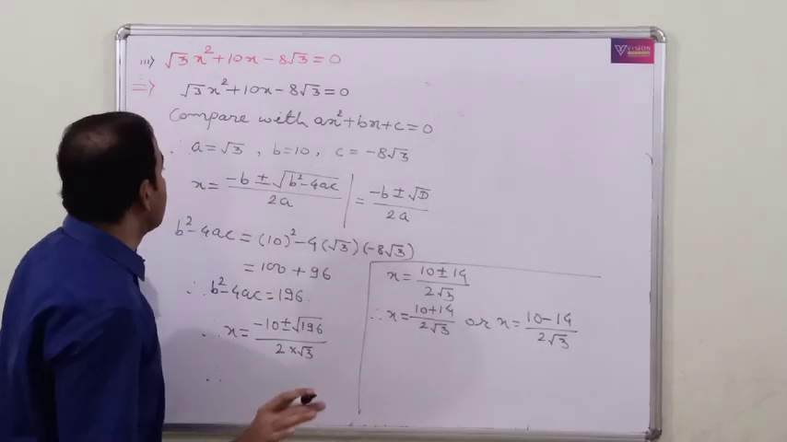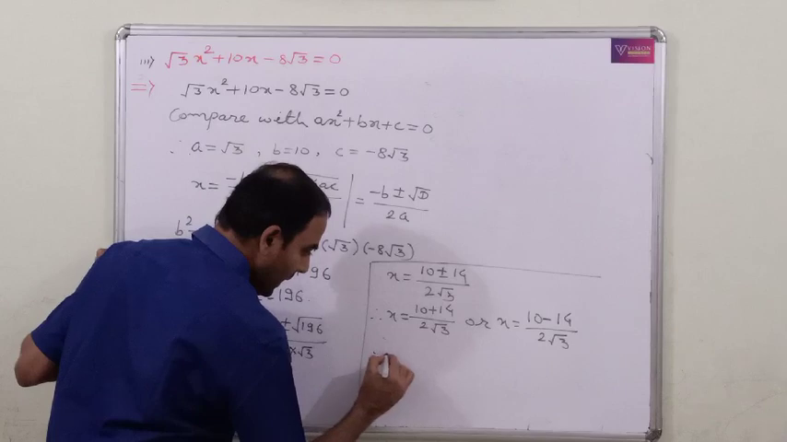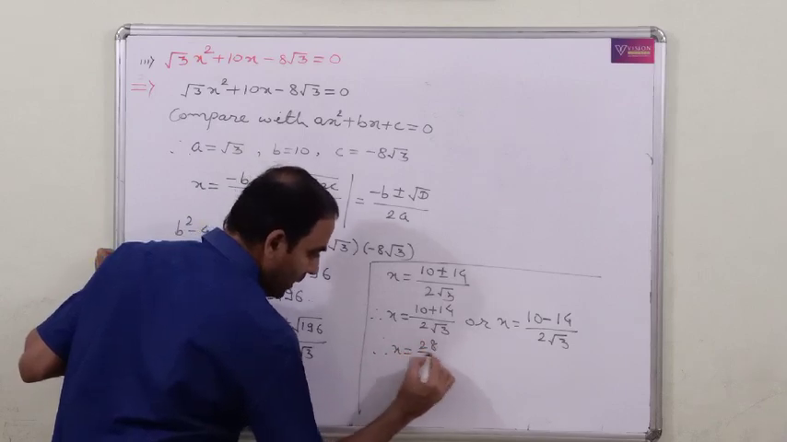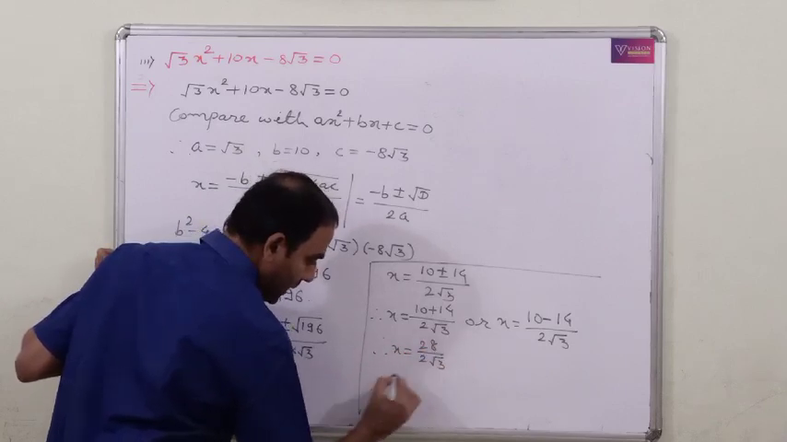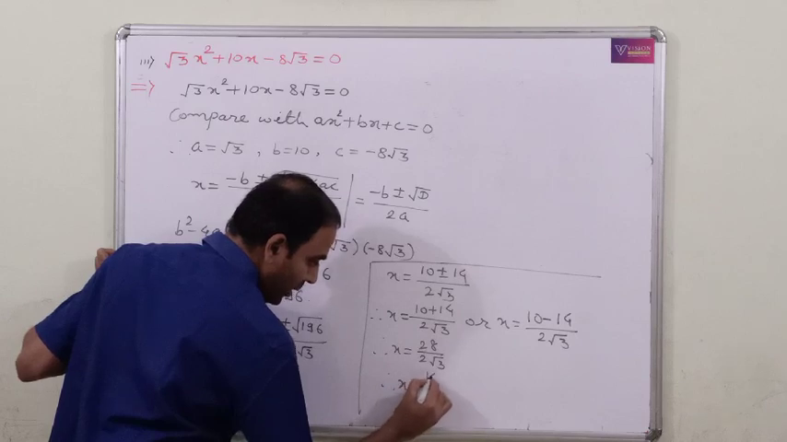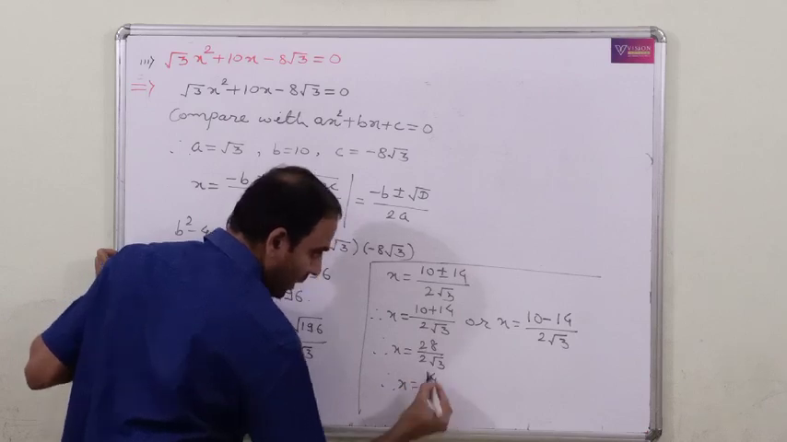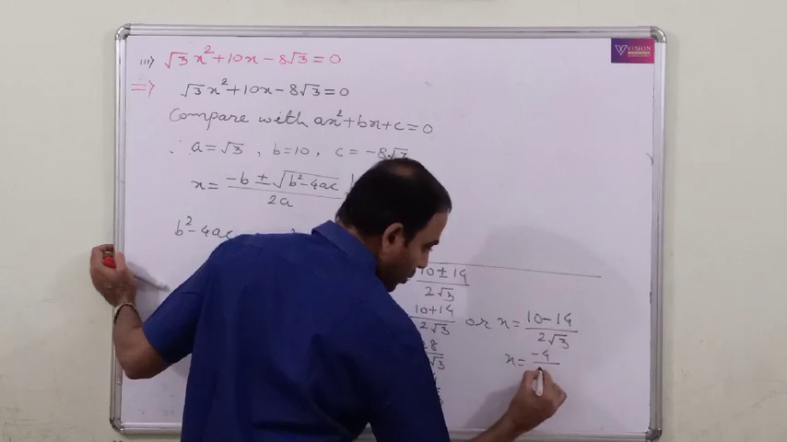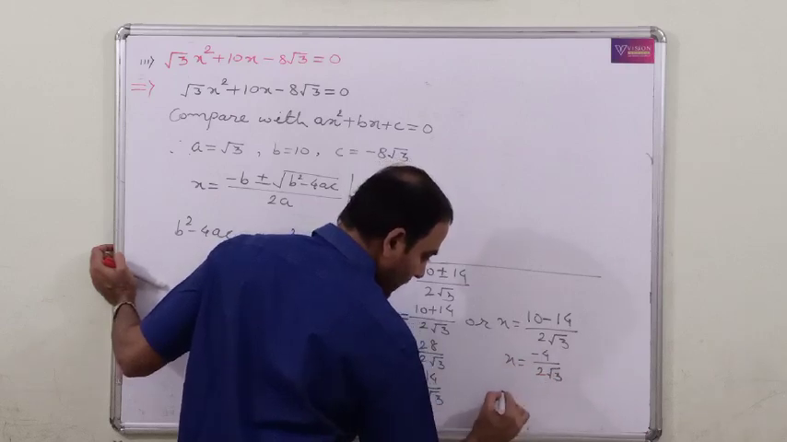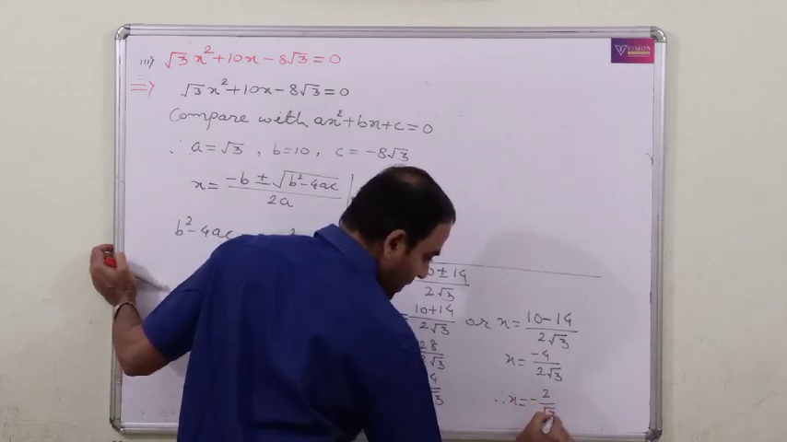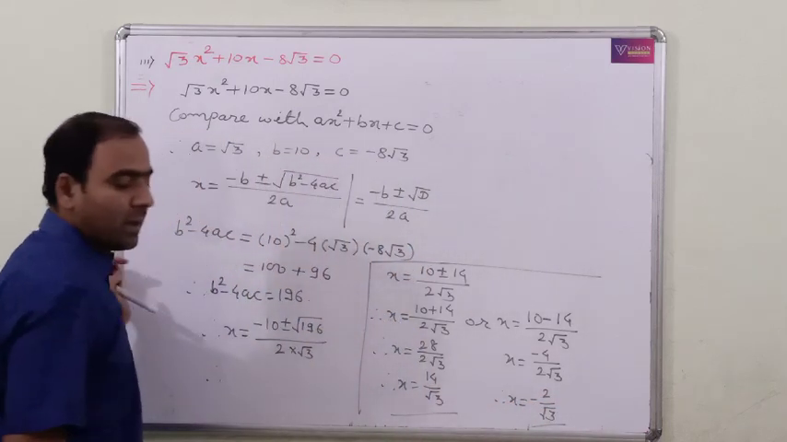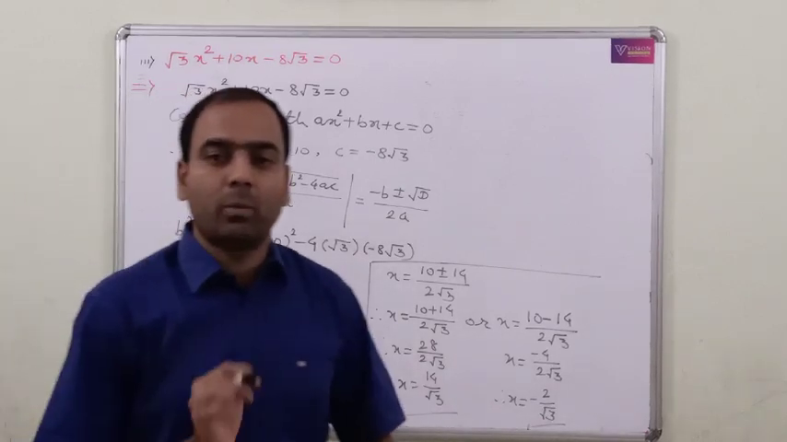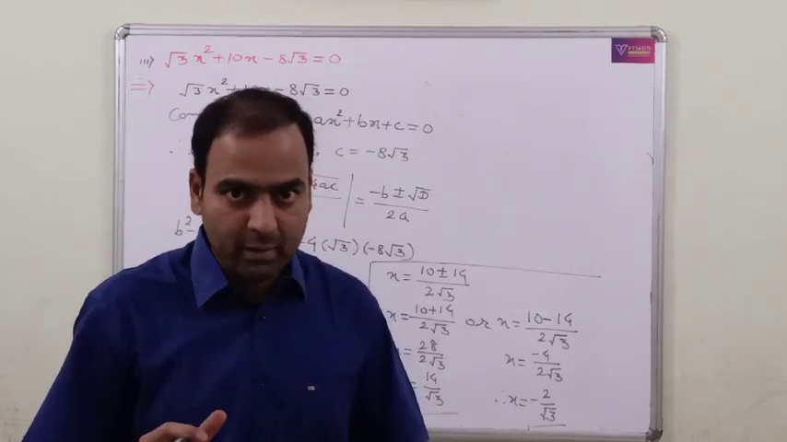समझ रहे आपको? So we are taking x is equals to 24 upon 2 √3, that is x is equals to 14 upon √3, or x is equals to minus 4 upon 2 √3. So you get x is equals to minus 2 upon √3. This is the solution of the given equation by formula method. Are you got it?